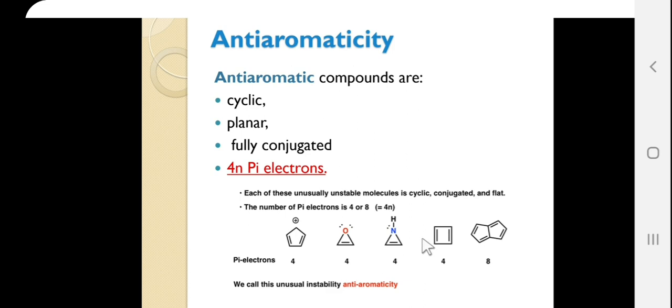Similarly, all these compounds, especially you can see here, this is a cyclobutadiene. This is cyclobutadiene having 4 pi electrons. So it is cyclic, planar, fully conjugated, having 4 pi electrons. So it is an anti-aromatic compound. In the next slides we will see more examples on this kind of topic. So let's go to the non-aromatic compounds.